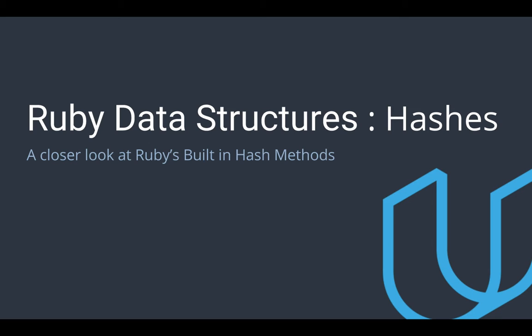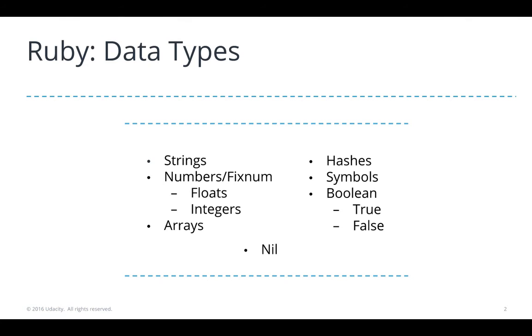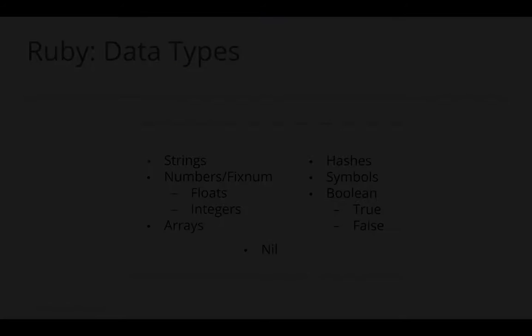Today we'll be looking specifically at Ruby's built-in hash methods, but we'll be doing an overview of what a Ruby hash is and what its structure looks like. Firstly, it's important to remember that Ruby has many data types. We have strings, numbers, which are floats or integers, arrays, hashes, symbols, and Boolean, true or false, and nil. Today we'll be looking at hashes.